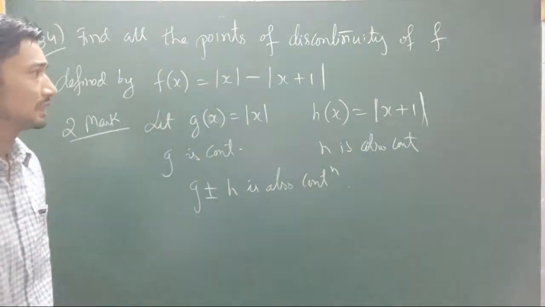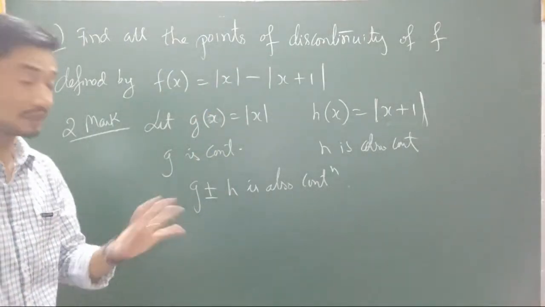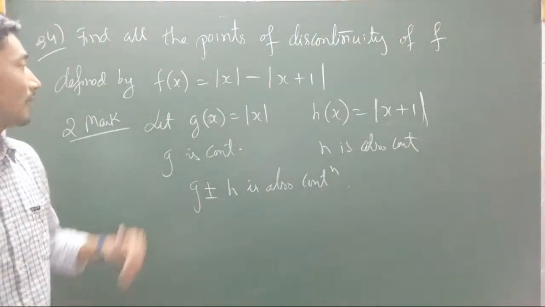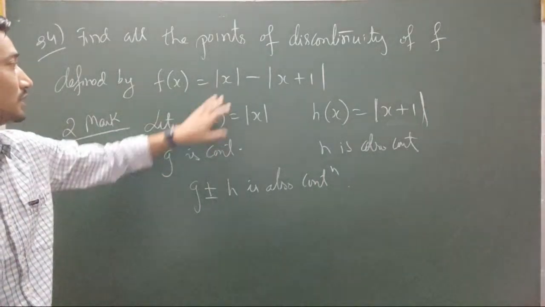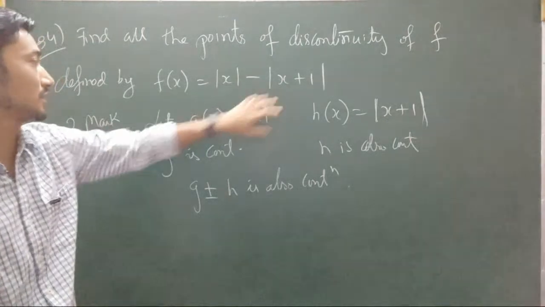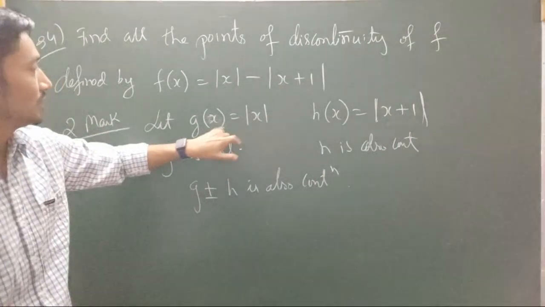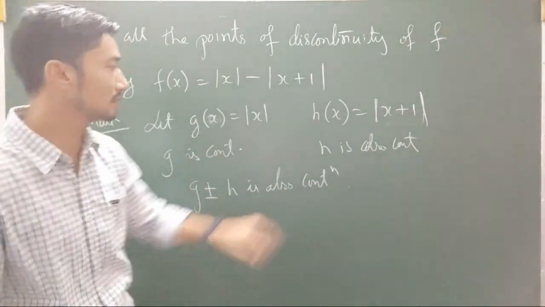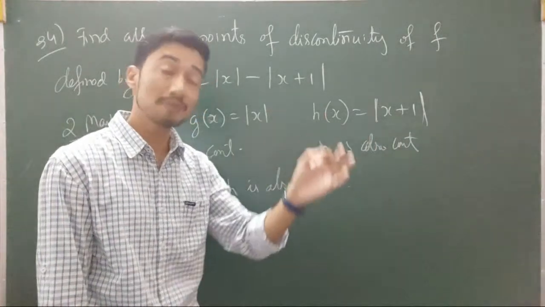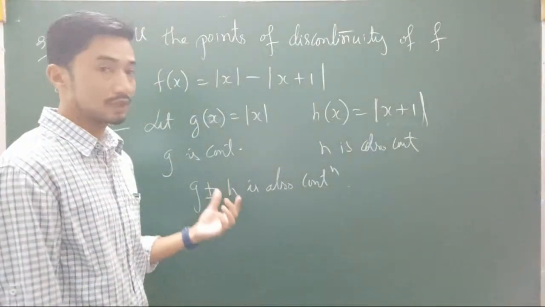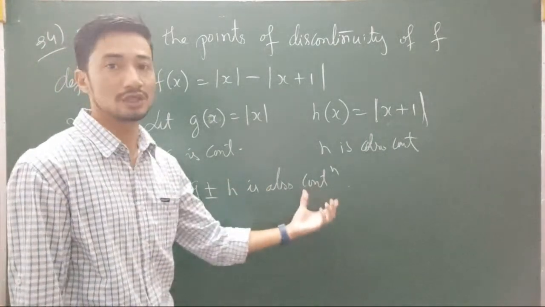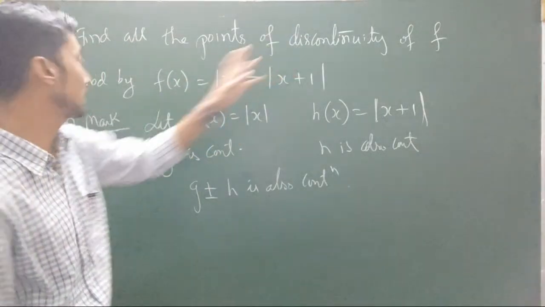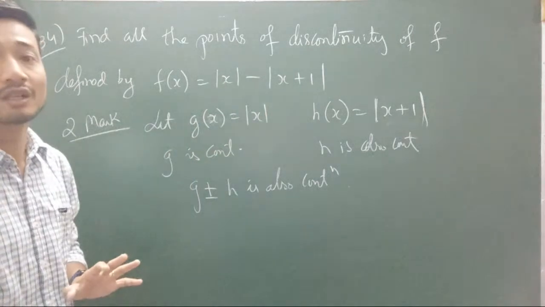There is no point of discontinuity. So if it's just a 2-mark question, once again, we can just write: this is addition or subtraction, the difference of two functions, g and h. g is a modulus function, h is also a modulus function. Now modulus functions are continuous functions. So g is a continuous function, h is also a continuous function. From the algebra of continuous functions, addition or subtraction of two continuous functions is also continuous. Hence, the given function is continuous, which means that there is no point of discontinuity in the given function. That's how you will be writing.